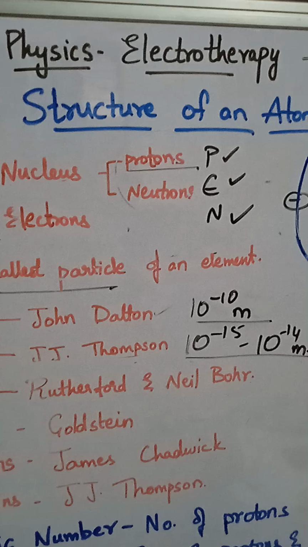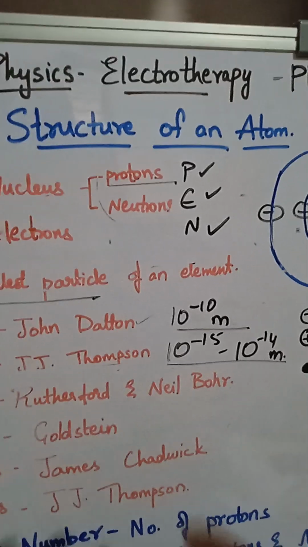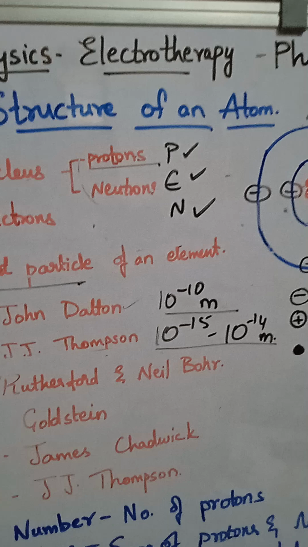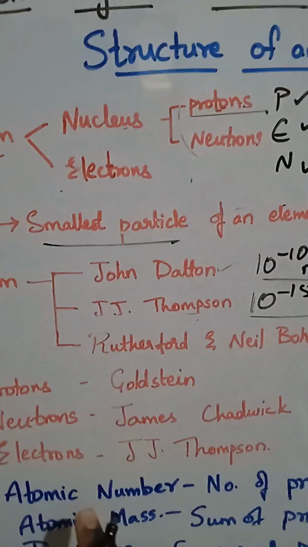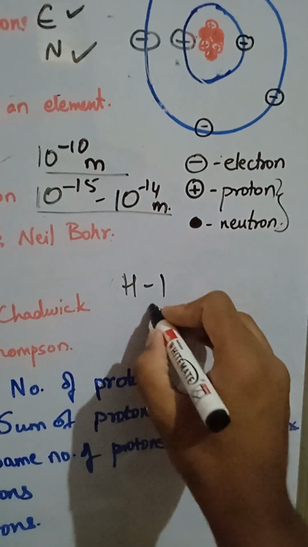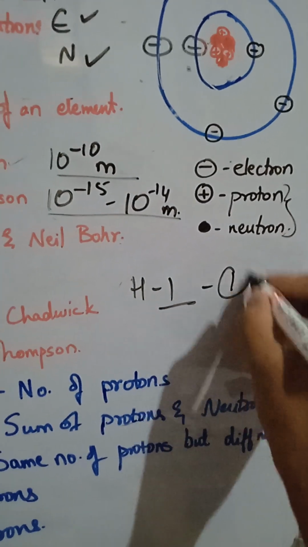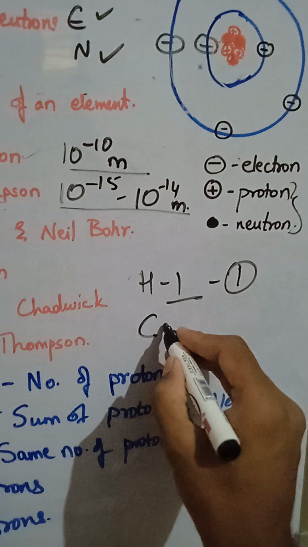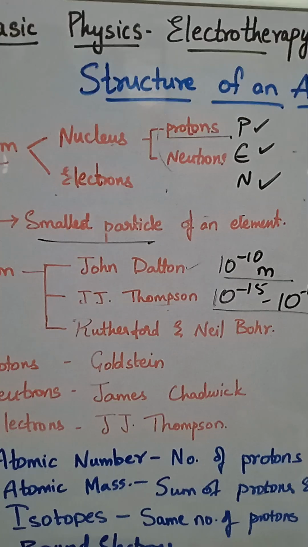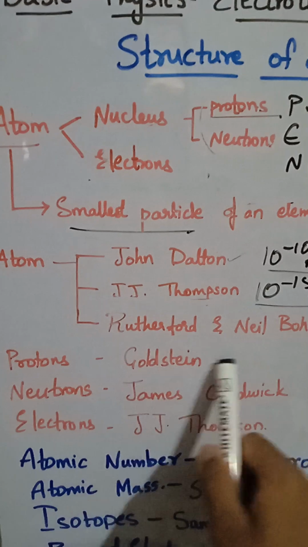Protons are the positively charged and the largest particles of an atom which are present in the nucleus. So the number of protons determine our atomic number. So atomic number is nothing but our number of protons. Example, hydrogen, atomic number is 1. That means the protons are 1. In case of carbon it's 6. The number of protons in carbon are 6. And proton is discovered by Goldstein.